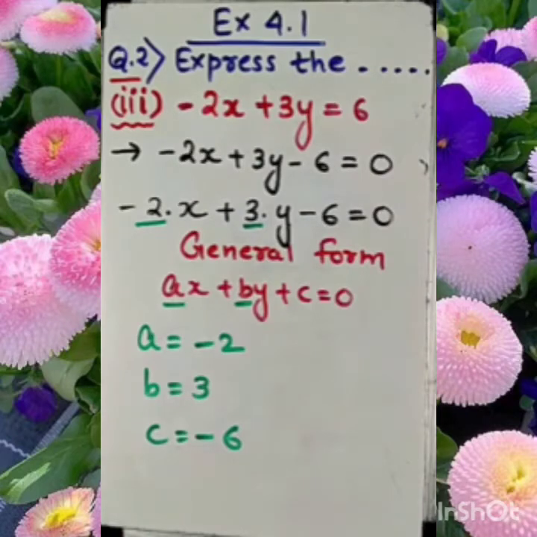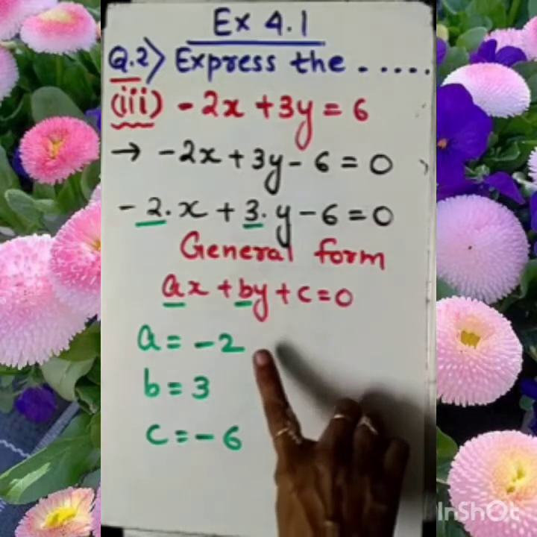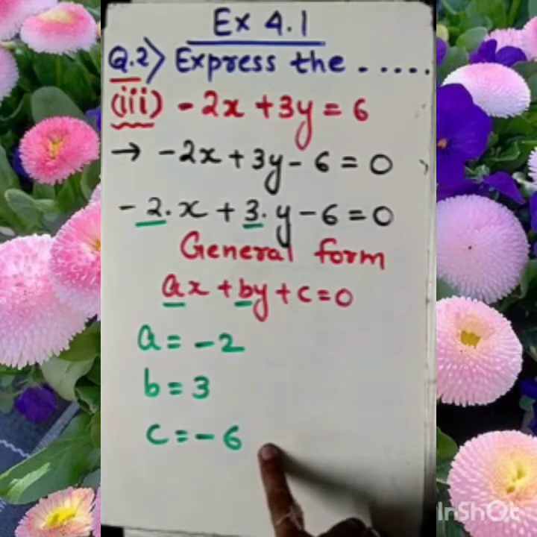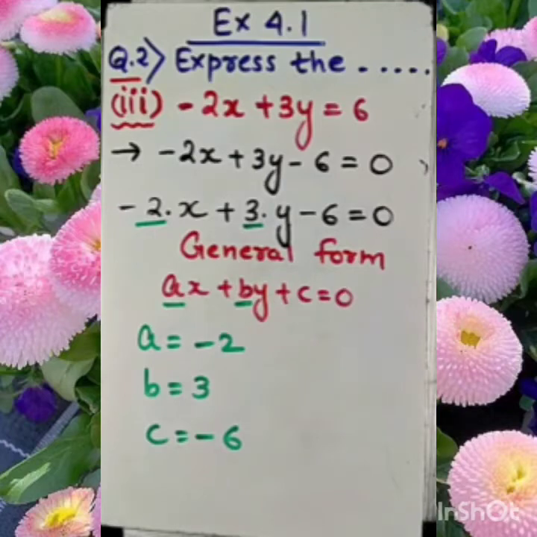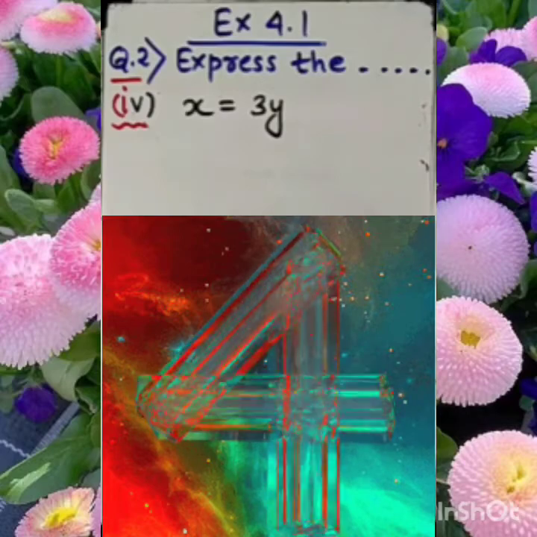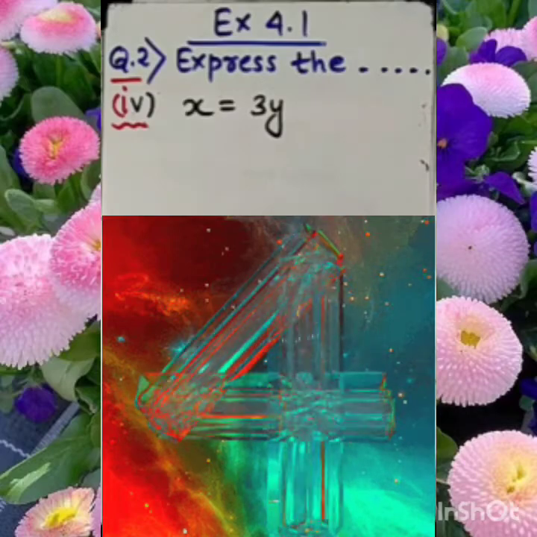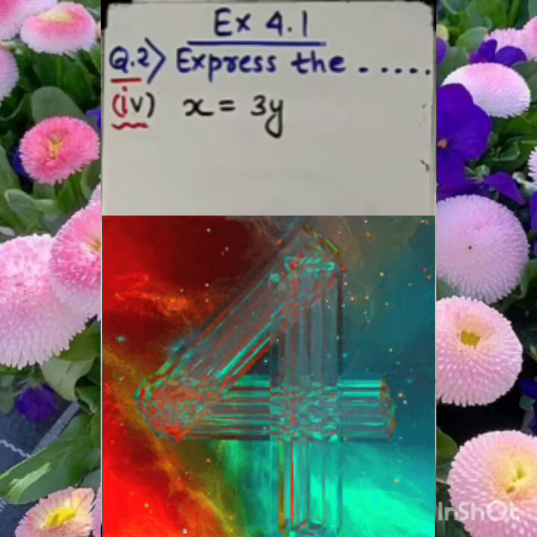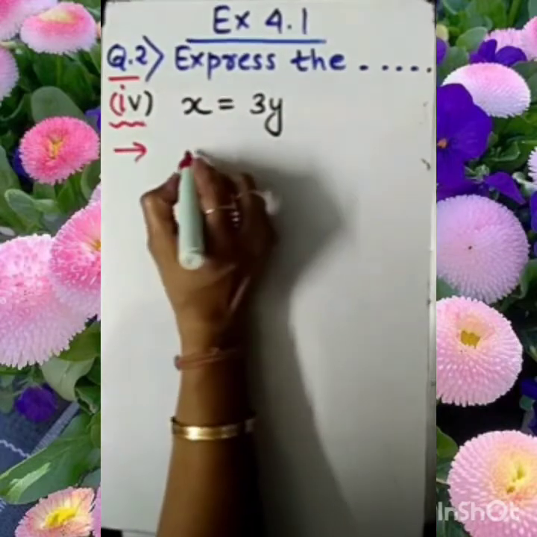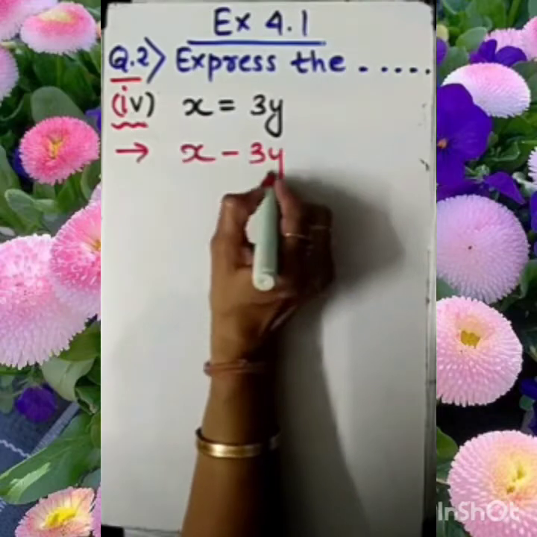Okay. So after comparing with the general form, we have the value of a equal to minus 2, b equal to 3 and c equal to minus 6, which is quite easy. So question number 2, the fourth equation is on your screen, dear students. x equal to 3y. So let me bring this 3y to left side, so it will become minus 3y.